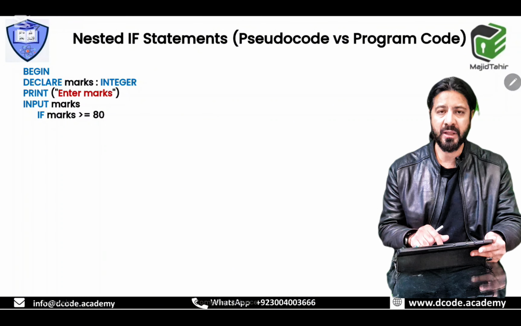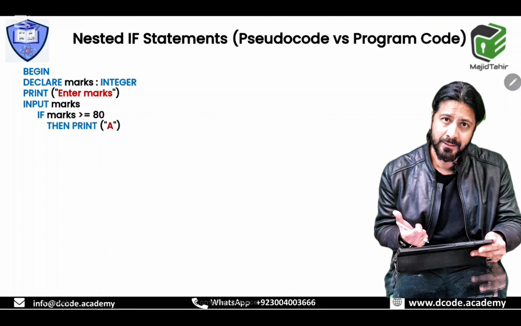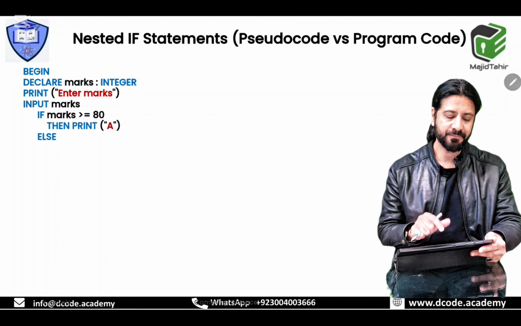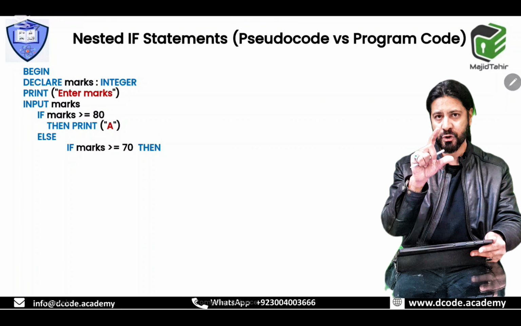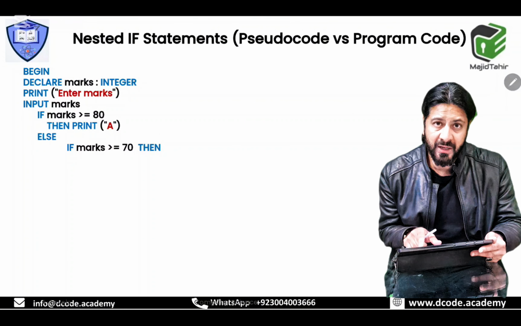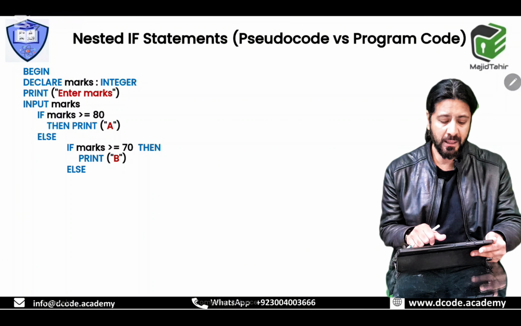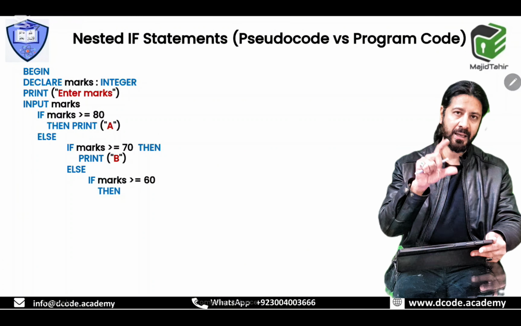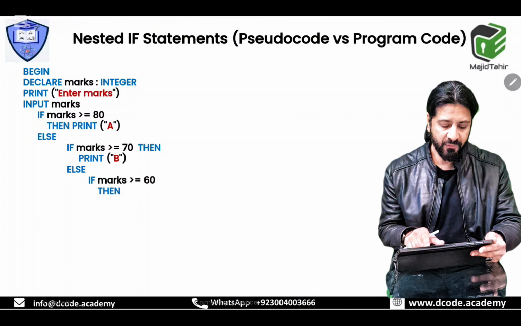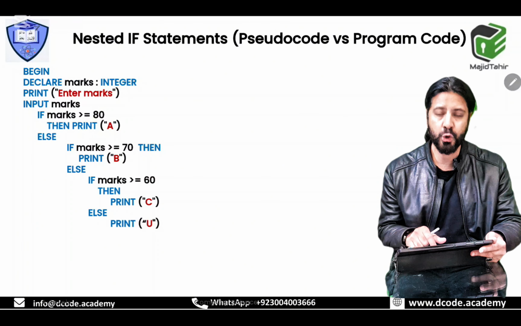Now if marks are greater than or equal to 80, now this is the one condition. If marks are greater than or equal to 80, then yes, print A. Else, in the else portion, just like in the flowchart where in the no portion we had another condition, we have another if condition in the else portion. If marks are greater than or equal to 70, then print B. Else, now again else, in the no portion we have another if condition. If marks are greater than or equal to 60, then print C. Else, print U.